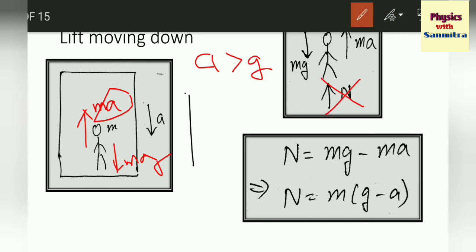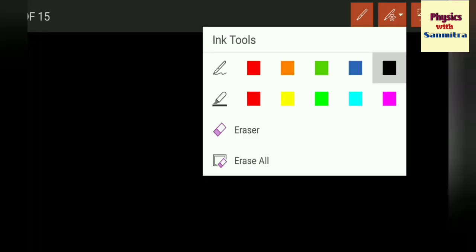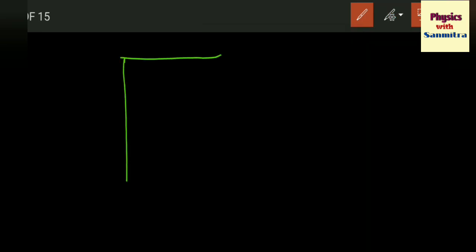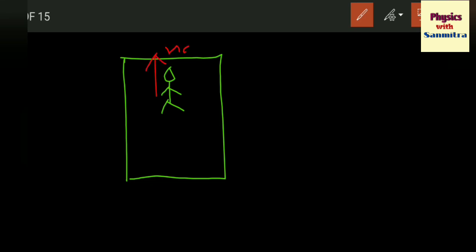You are in the elevator. Okay, let me take the black screen. This is the elevator. What will happen is that since this is ma, this is mg, I am doing it from the reference of the observer inside the lift. So ma and mg, since ma is greater than mg, you know what will happen? He will go upward and he will stick with the ceiling. He will stick with the ceiling of the lift.